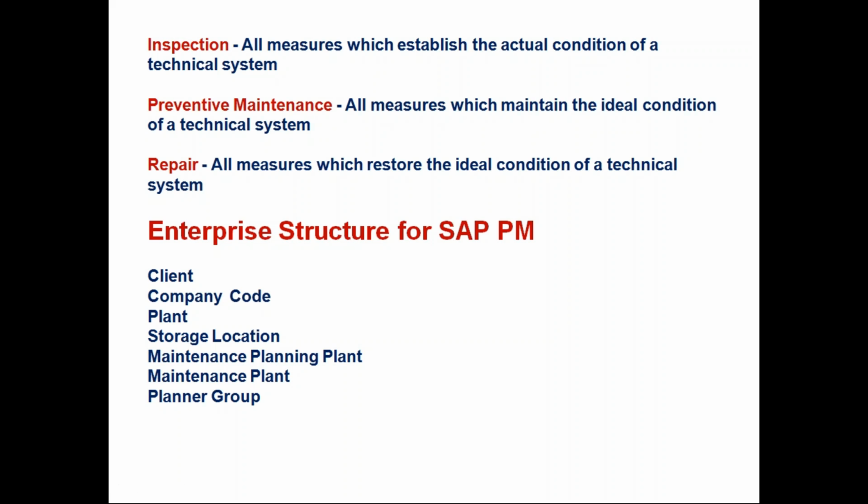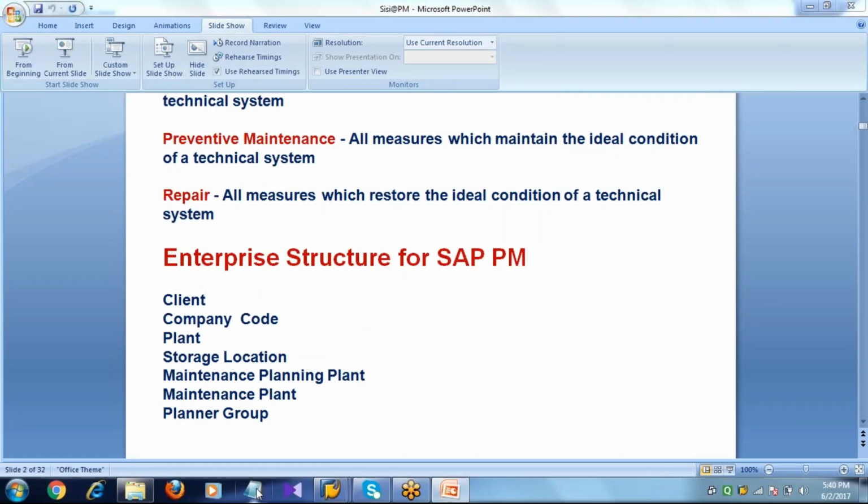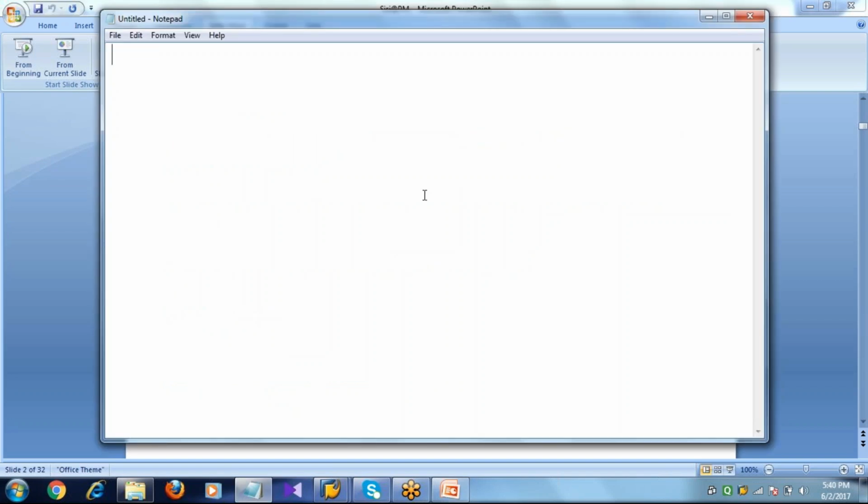Now coming to our PM module, there are 3 organization elements we need to create. They are maintenance planning plant, maintenance plant, and planner group. We'll discuss them one by one. First, what is the maintenance plant and the maintenance planning plant? Let's take the BMW client.